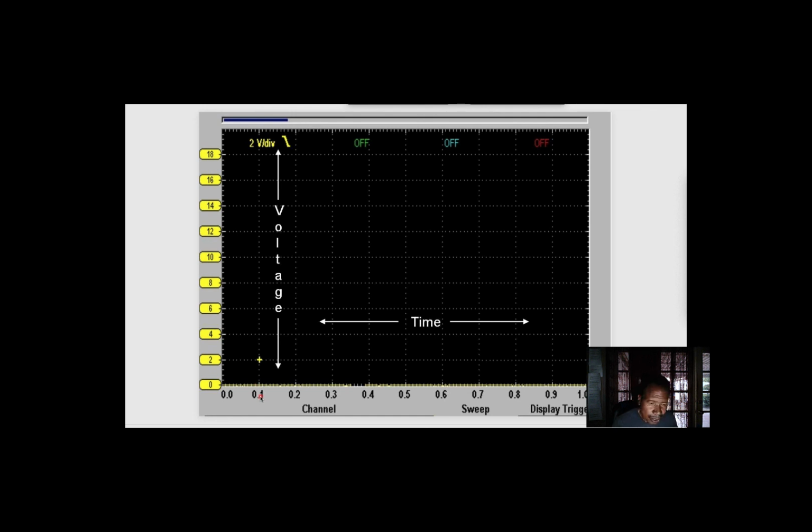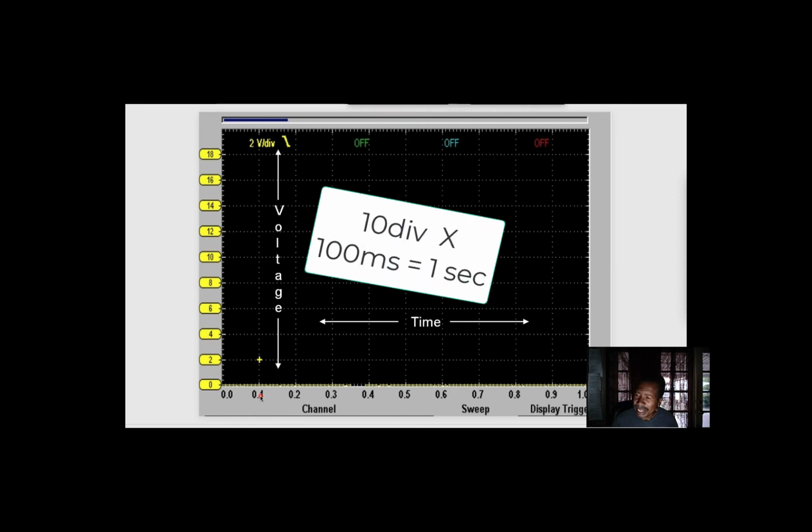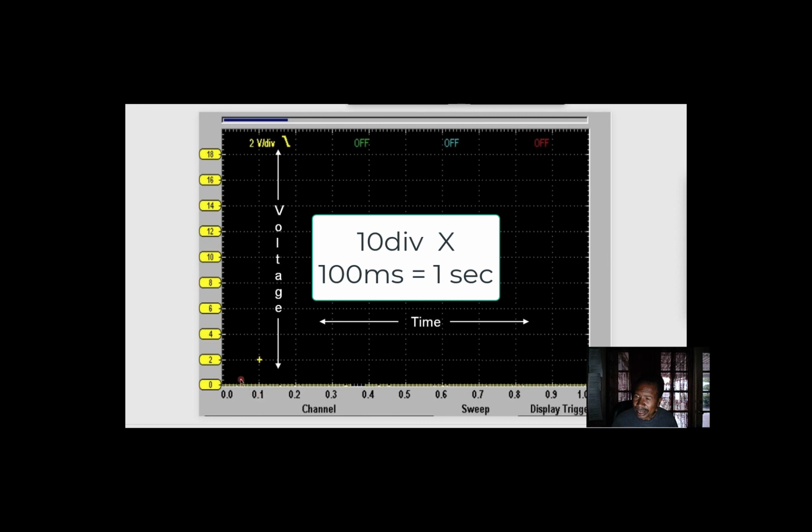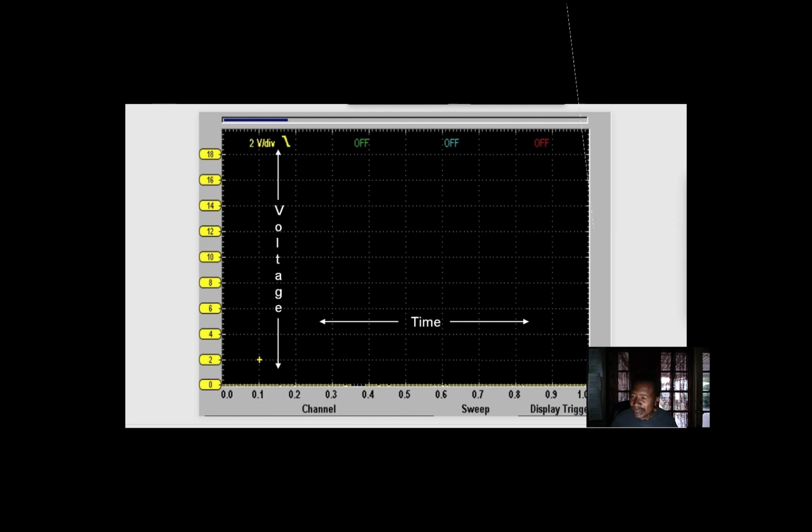A tenth of a second. Now we do time in milliseconds. How many milliseconds is that? 100 milliseconds, exactly. So 10 going across times 100 milliseconds gives a total time of what? 1 second, exactly. So my time from left to right is 1 second. If I have 5/10 of a second per division, my total time would be 5 seconds.